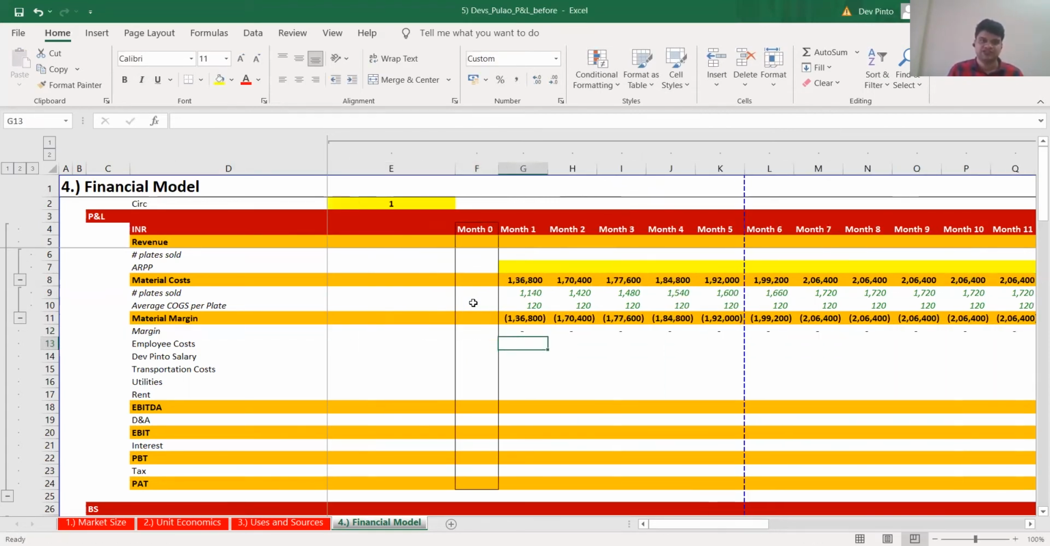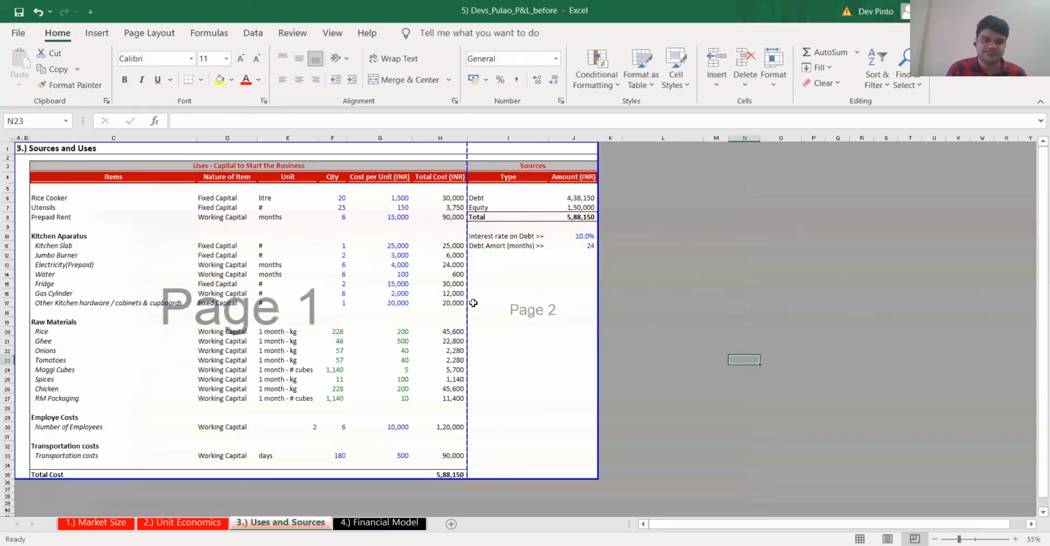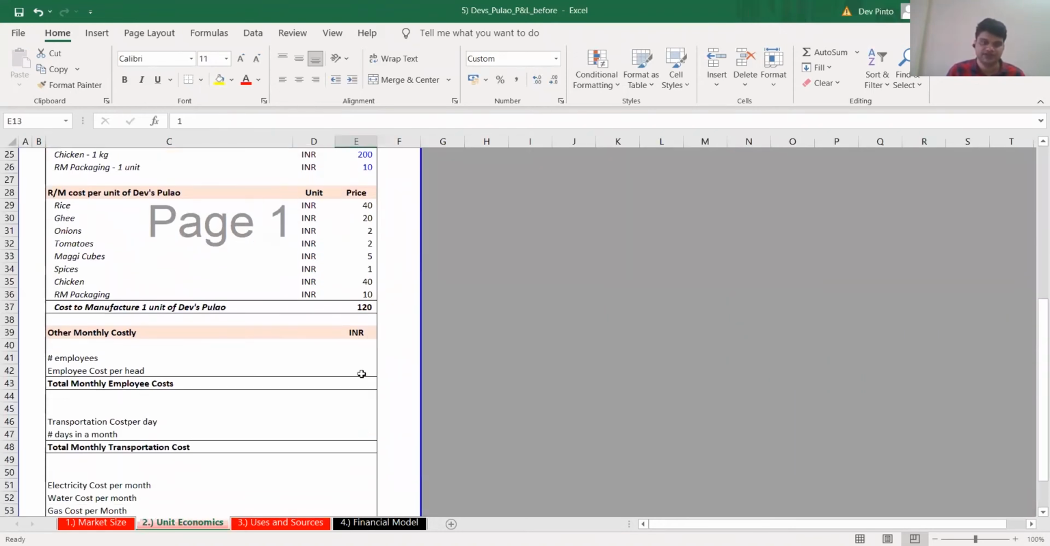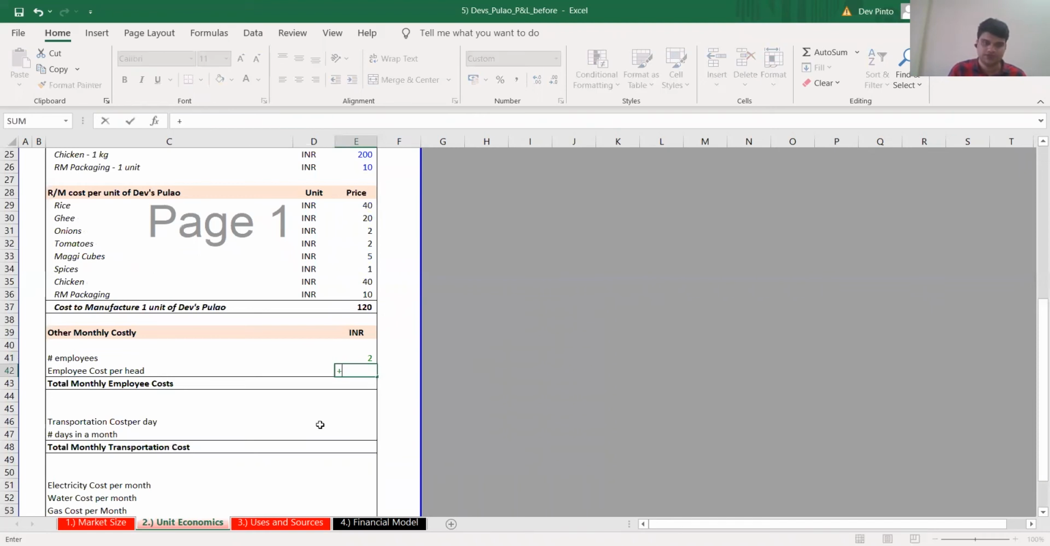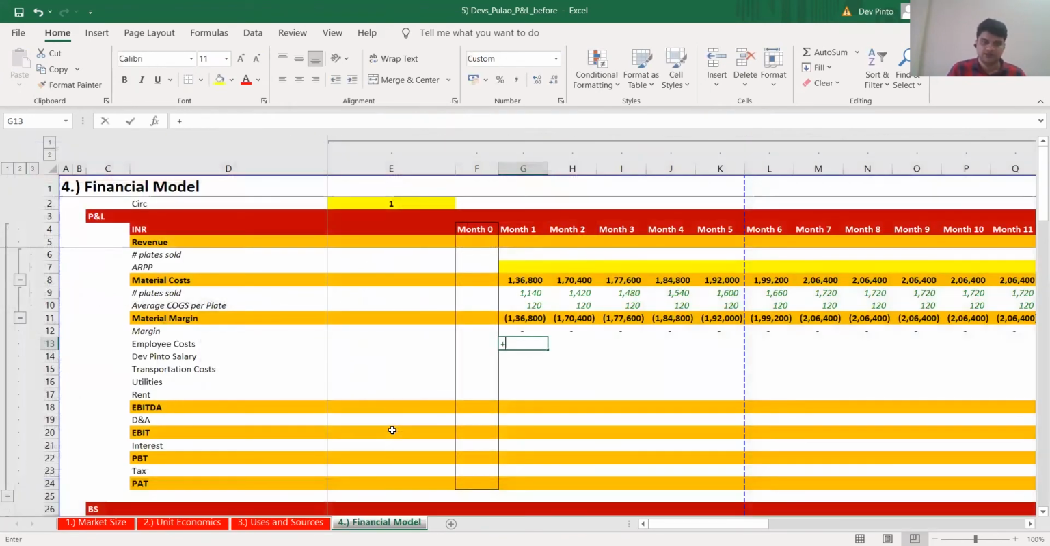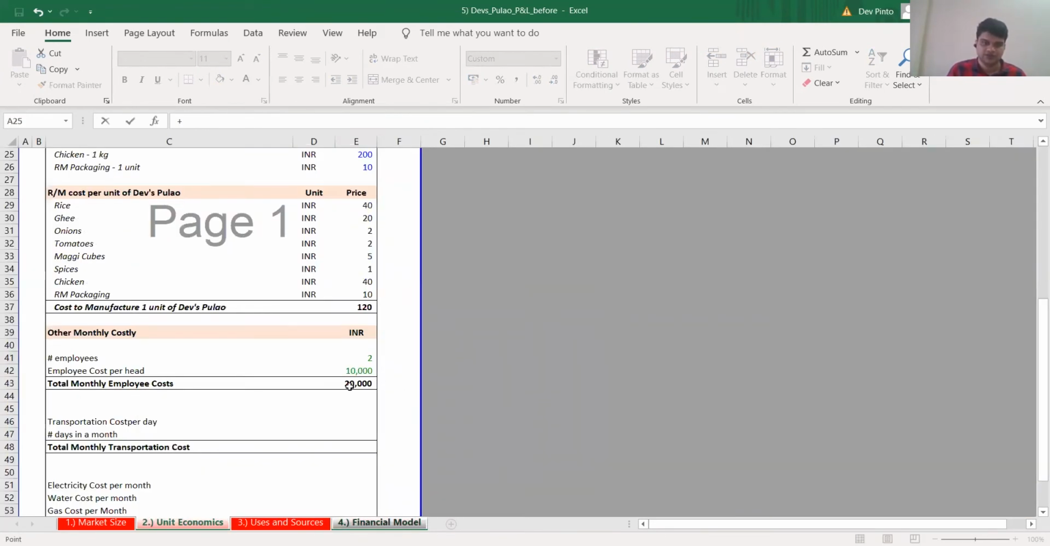Okay, now let's go to employee costs. So like we said, we have 2 employees, each of them getting paid 10,000 bucks a month. So let's just compute it here. Employees is 2, cost per head is 10,000. Monthly employee cost is 20,000. Let's just link that to the model.